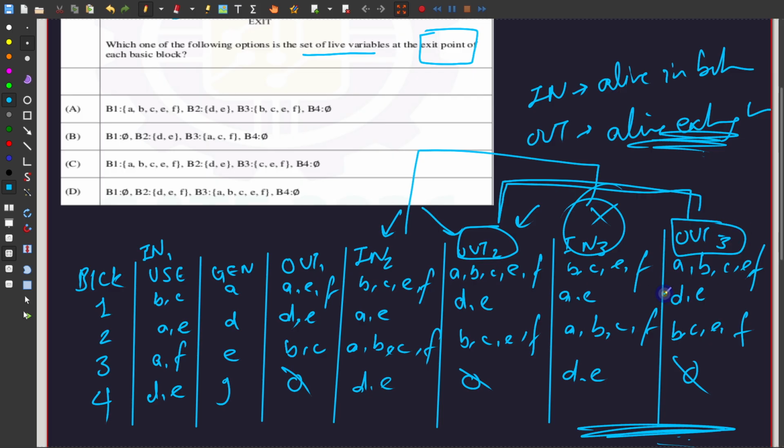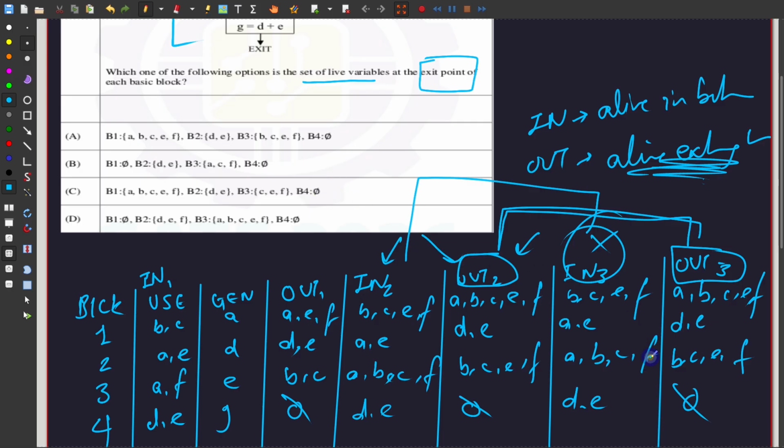It is all the stuff that is in the out column. Okay, so let's look at the options. The easiest one first: B4 has to be a phi, and as you will notice in every single one of them B4 is a phi. So this block is not even useful.